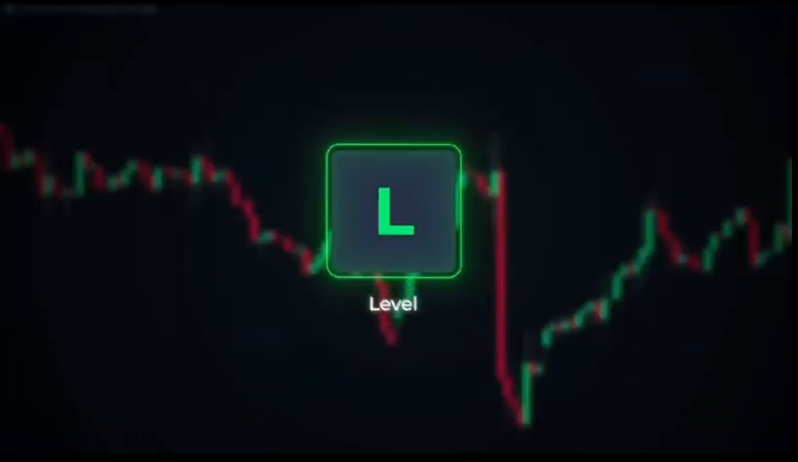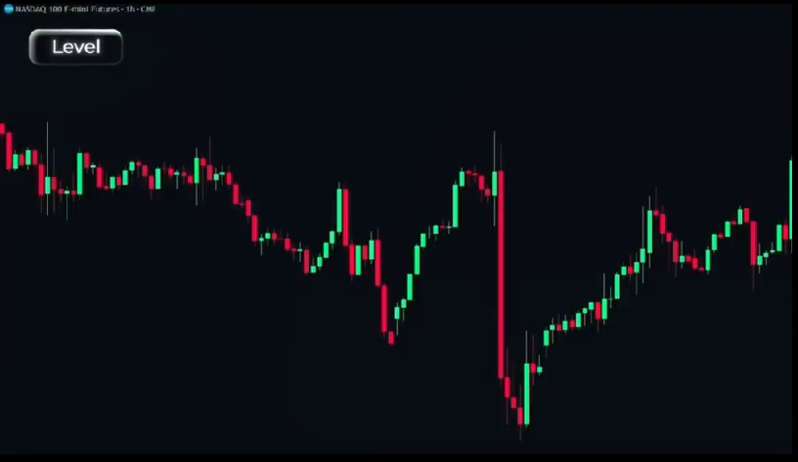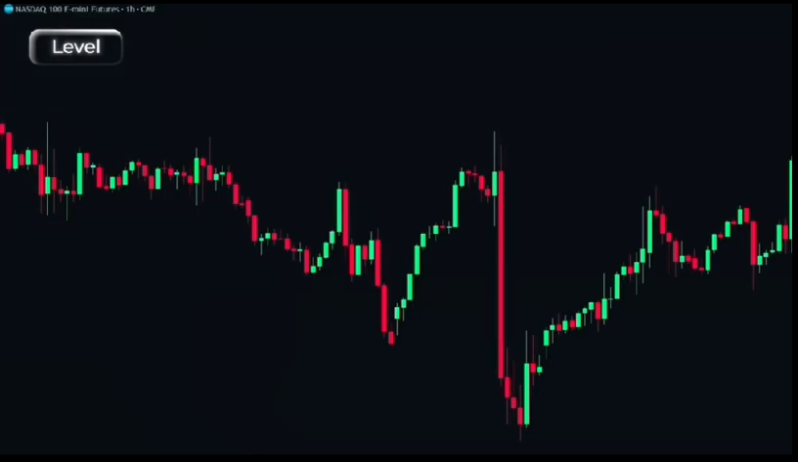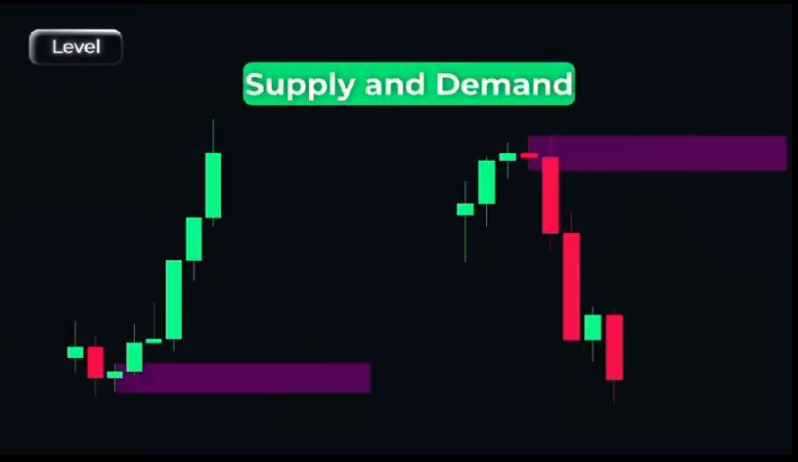Now, back to the L part. The goal of the L part is we want to find strong levels where price has the highest chance of reacting. Within the SLC system, there are actually multiple ways to identify these strong key levels, but in this video, we're using supply and demand.